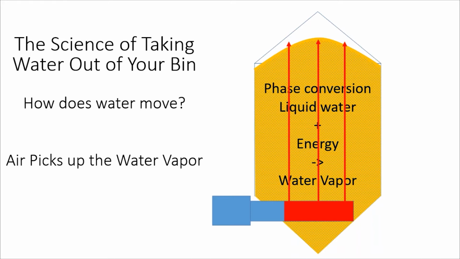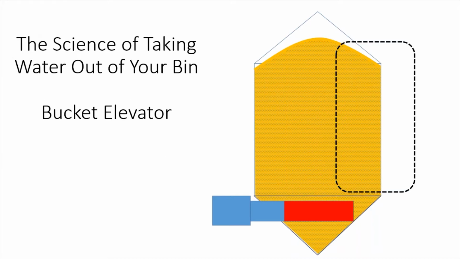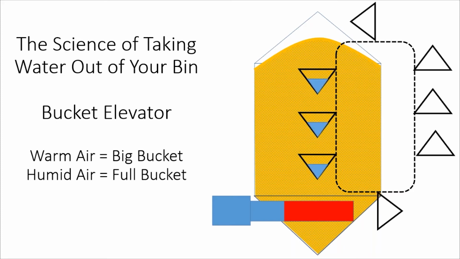But what I like to do is use an analogy. It's a bucket elevator analogy, which kind of brings in all the different components of your air. So the key with air is that the warmer the air, the higher the carrying capacity. So you can hold a lot more water in the air when you're at 30 degrees compared to when you're at 1 degree. So what that refers to is warm air is a big bucket in your bucket elevator.